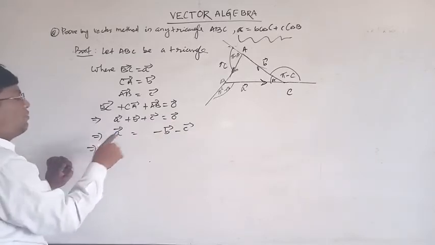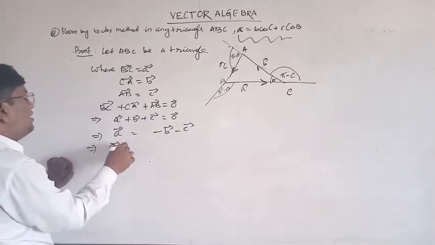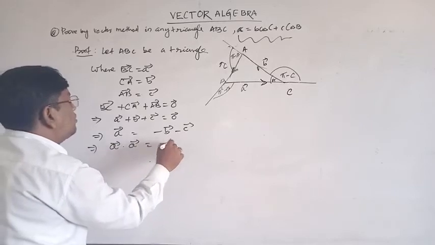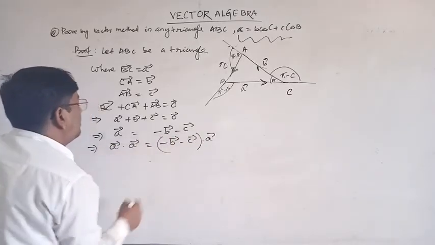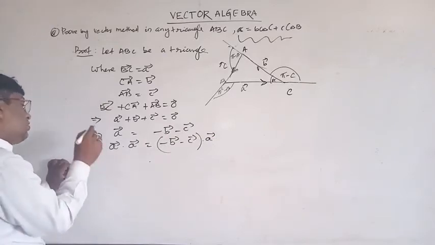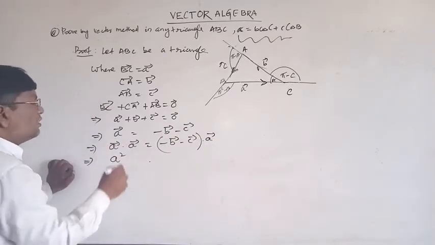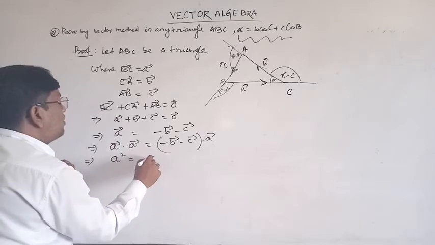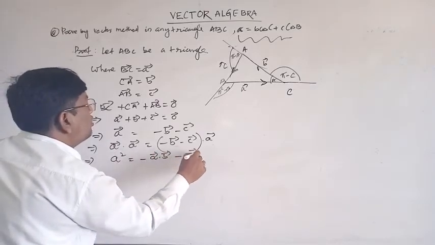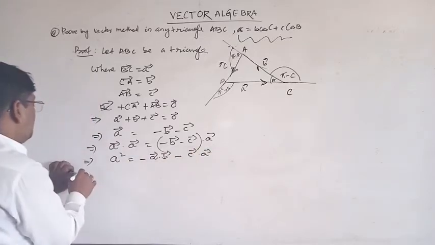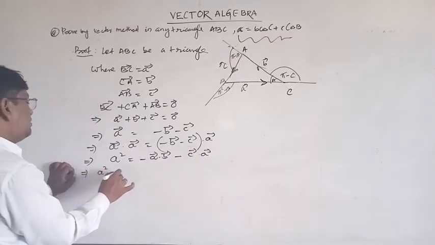Again take the dot product of A on both sides. A dot A is equal to minus B minus C dot A. A dot A is the square of vector A, so this is A square, equal to minus A dot B minus C dot A.